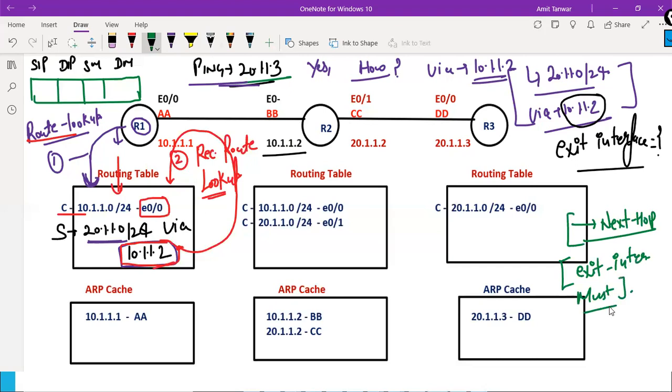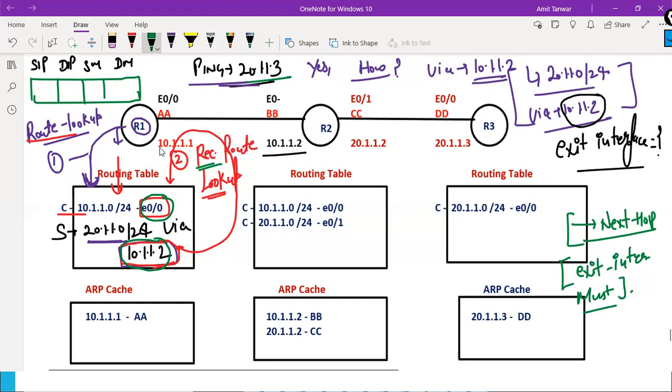In case there is no information about the exit interface, the router will perform one more lookup, and this second lookup is known as the recursive route lookup. In the second lookup, the router gets to know that your next hop is 10.1.1.2. This is your gateway, and you have to take the exit from the E0/0 interface. That's fine, that's okay.